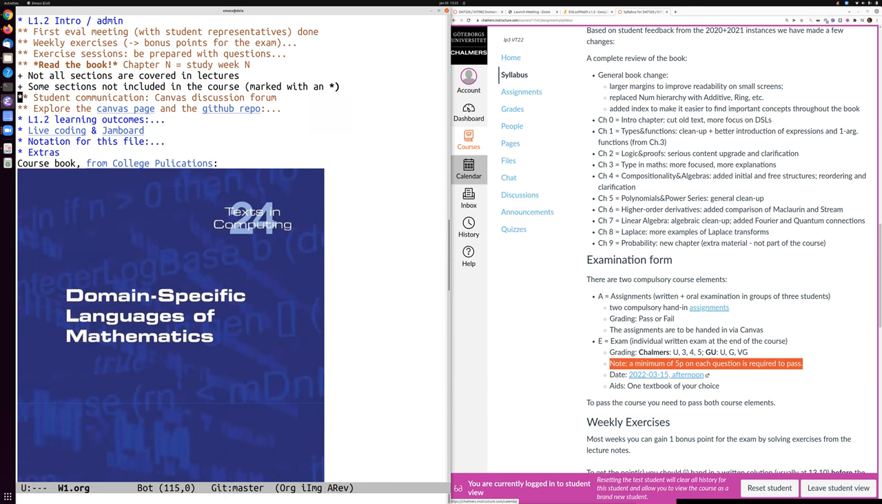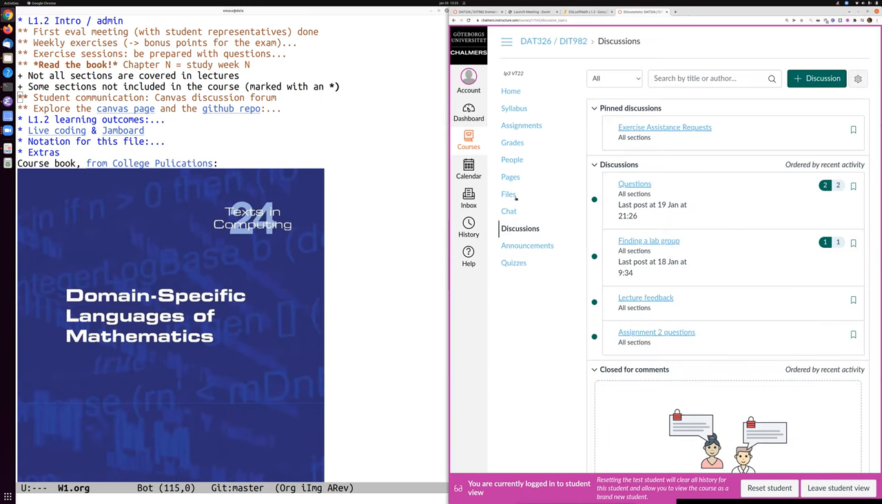Please use the Canvas page for communication. There is this discussion forum here where you can ask questions. I heard from the evaluators that people are not used to being able to get answers from Canvas, but we are eager to answer your questions. It might not happen the very minute you ask them if it's outside of exercise session time. But if it's an exercise session, it will happen quickly. And at other times, it depends a little bit on what we are up to. So you can ask all kinds of questions here.